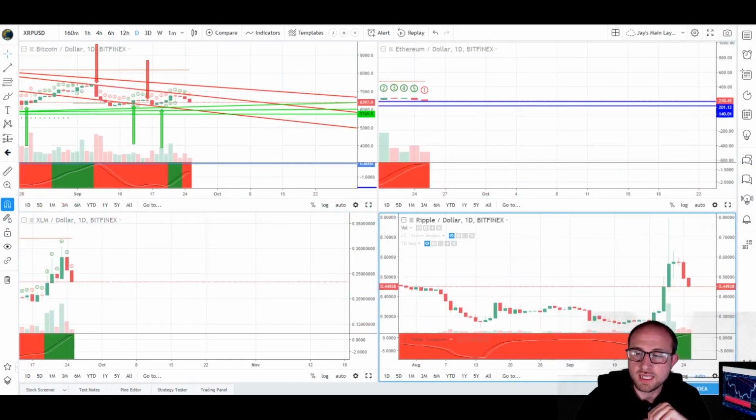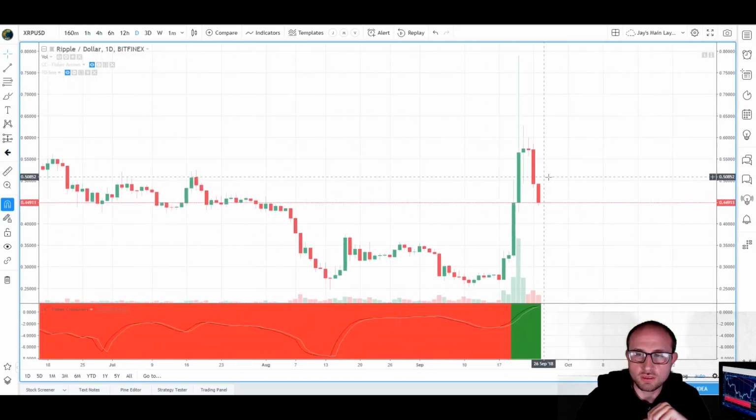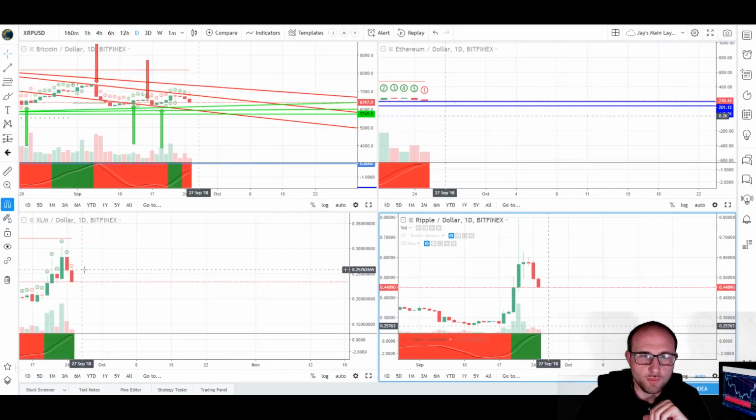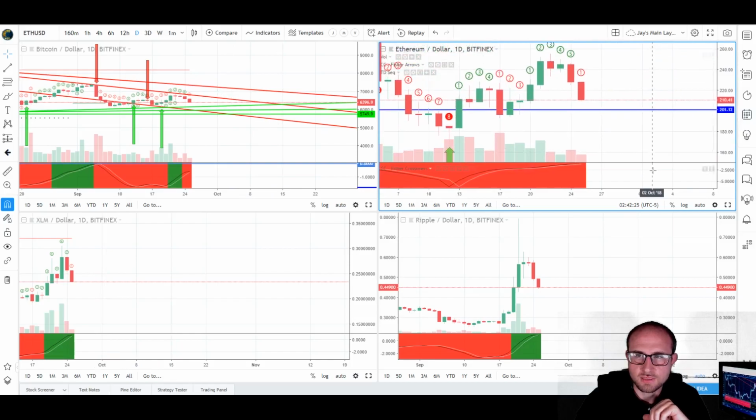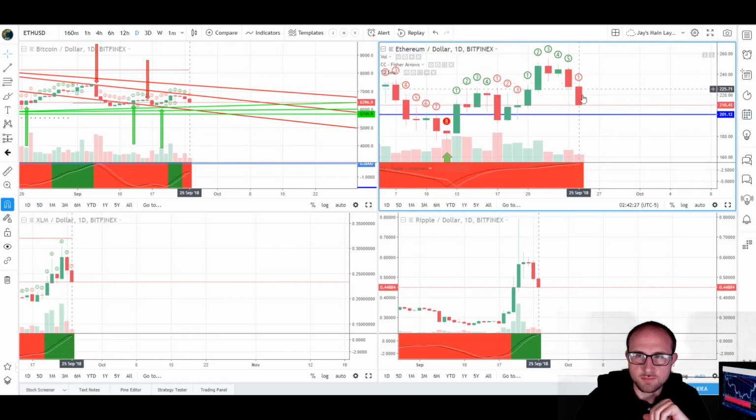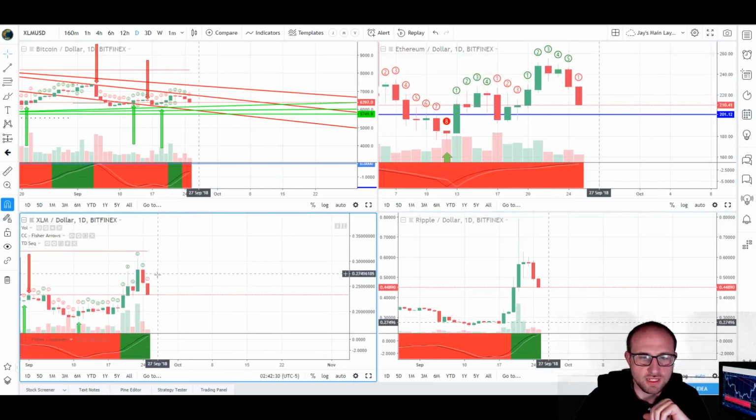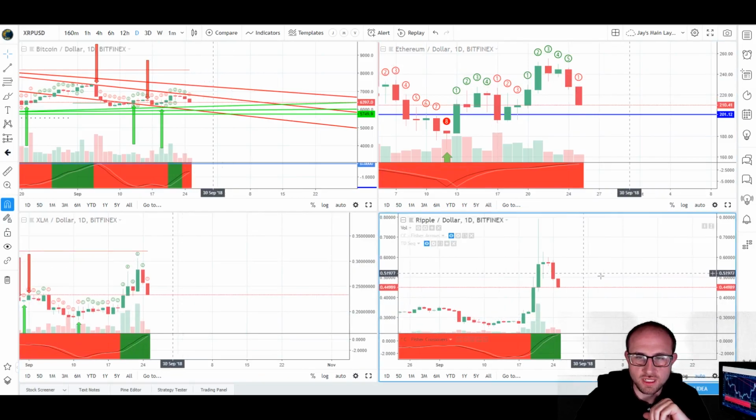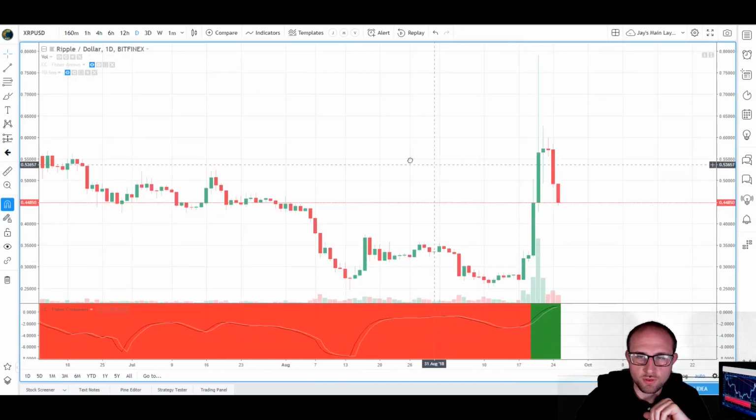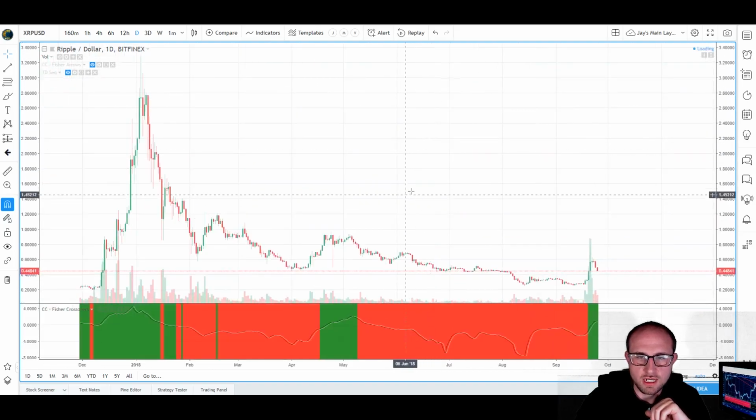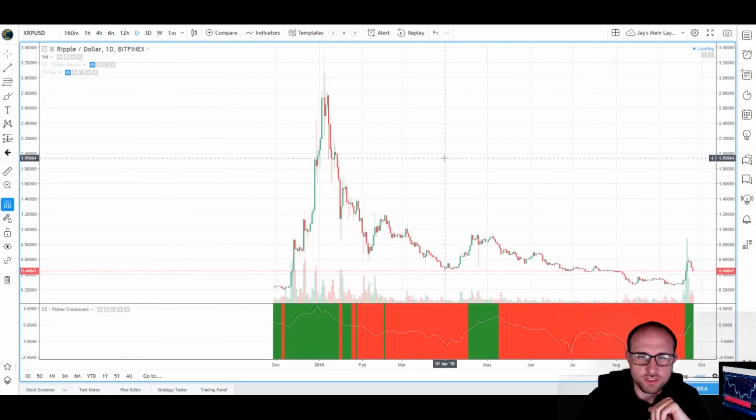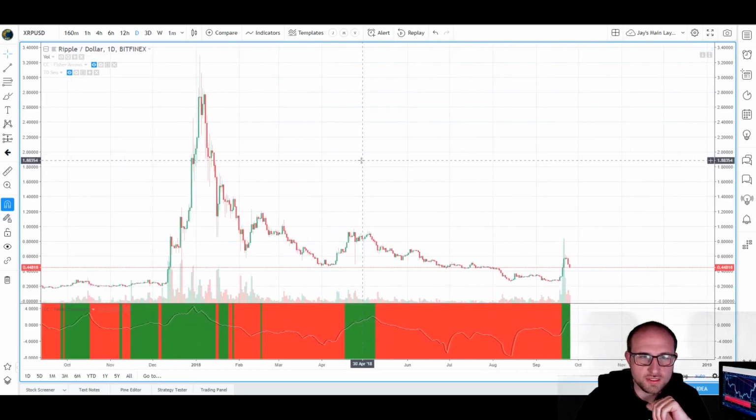All right, taking a look at Ripple, and all these charts look the same, don't they? I mean, Stellar Lumens, Ripple, Bitcoin, Ethereum, they all just look the same. Drastic red candles over the last 2 days, and we've had 2 days of consolidation now. So looking at Ripple, we can see that, again, we're in a dominant downtrend.